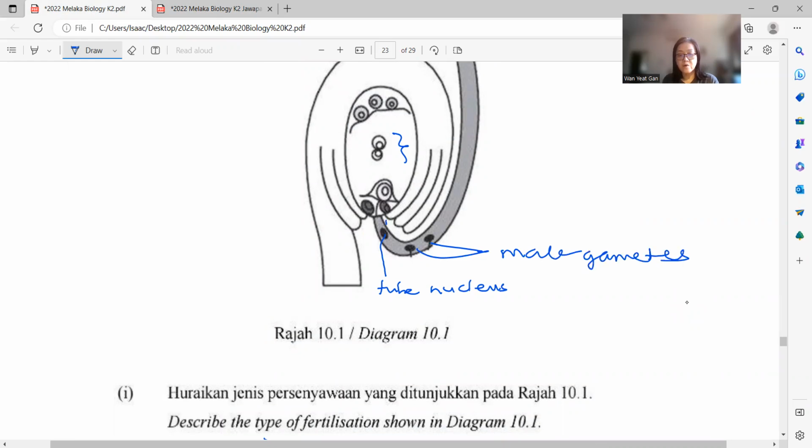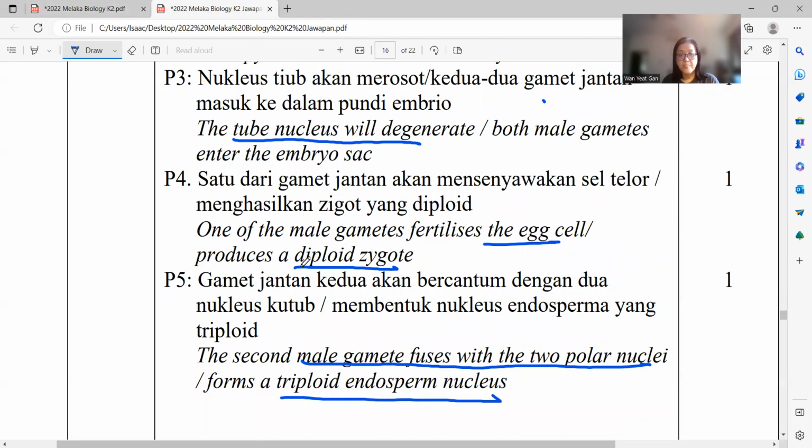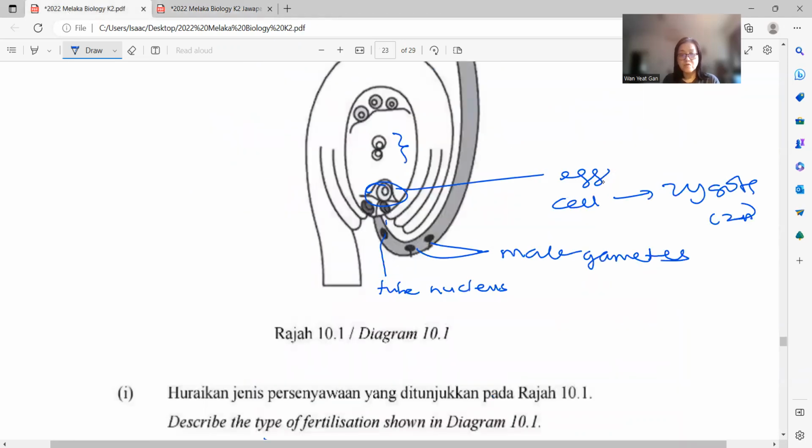Okay, so one of it will fertilize this egg cell to form a diploid zygote. Okay, that's for this one, yeah. And then these two polar nuclei will fertilize with another male gamete to form the triploid nucleus.